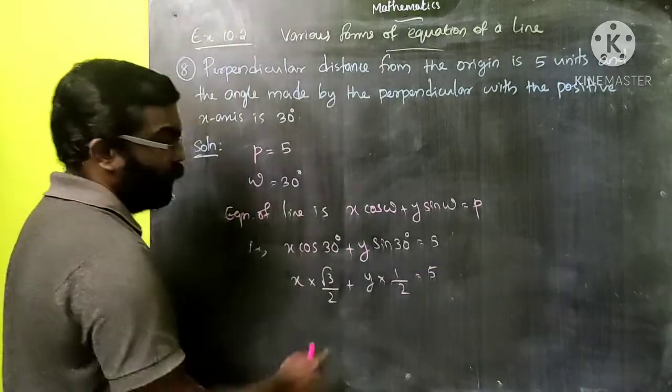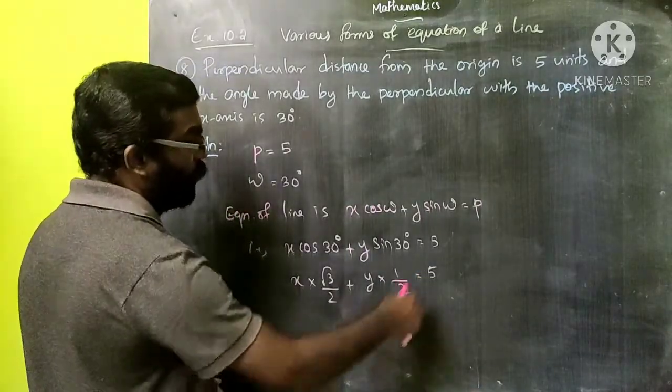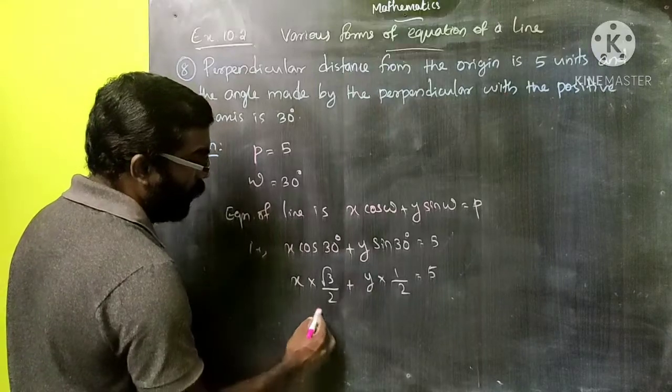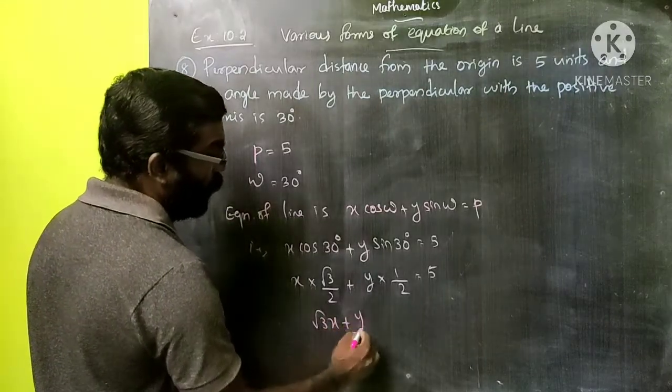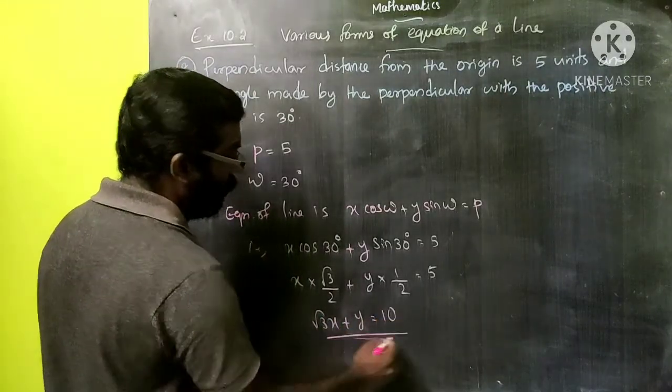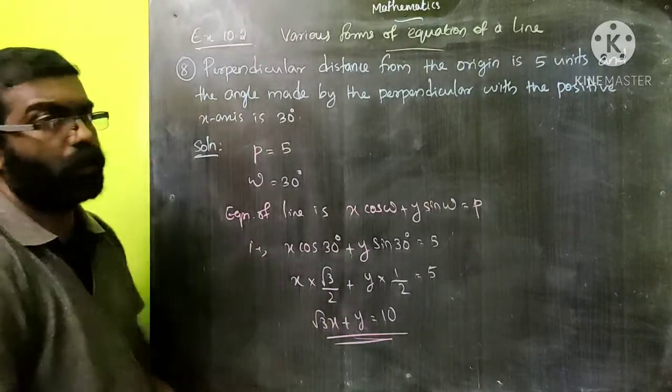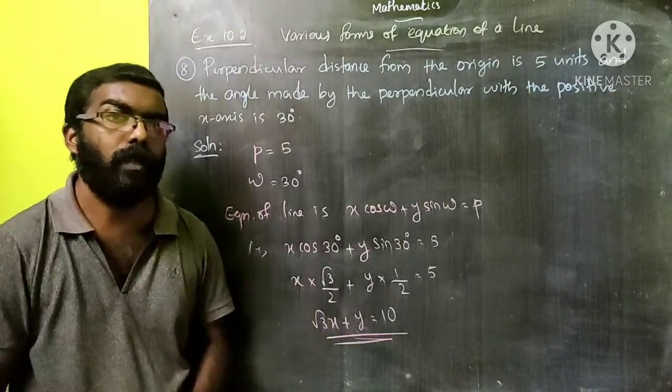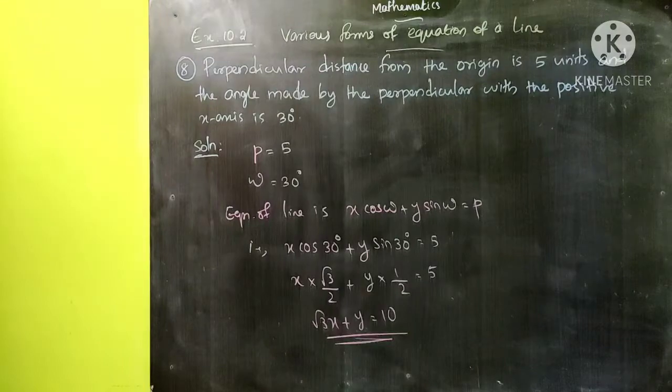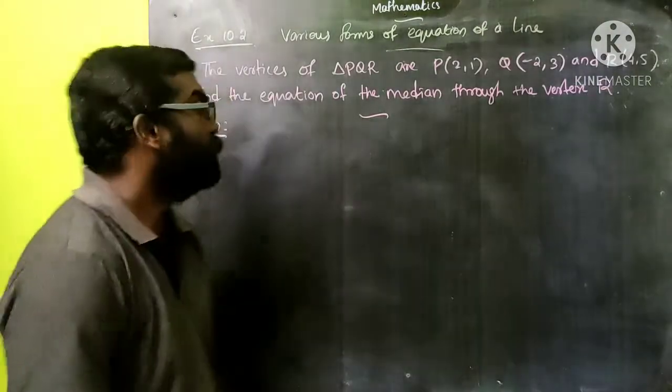5. This common denominator 2 we can cross multiply. So what we get is root 3x plus y is equal to 10. This will be the required equation. Root 3x plus y is equal to 10. Clear? Now we move on to question number 9.